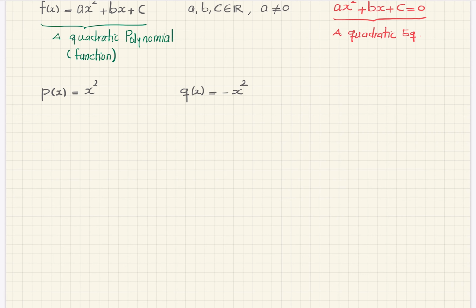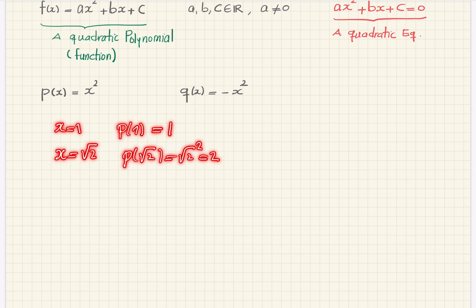For example, if I put x equal to 1, p of 1 becomes equal to 1. If I put x equal to square root of 2, the output that I get would be square root of 2 to power 2, which is 2. So for this input, my output is 2.